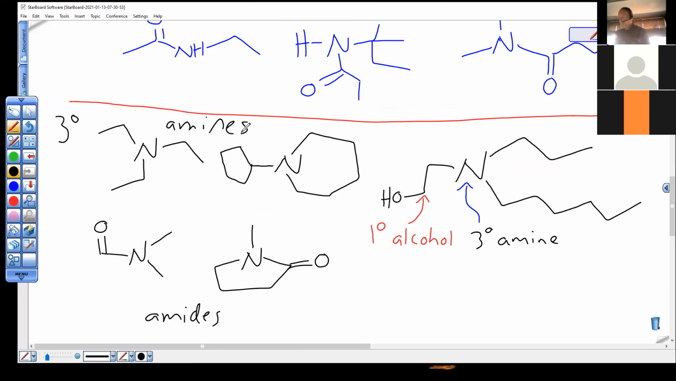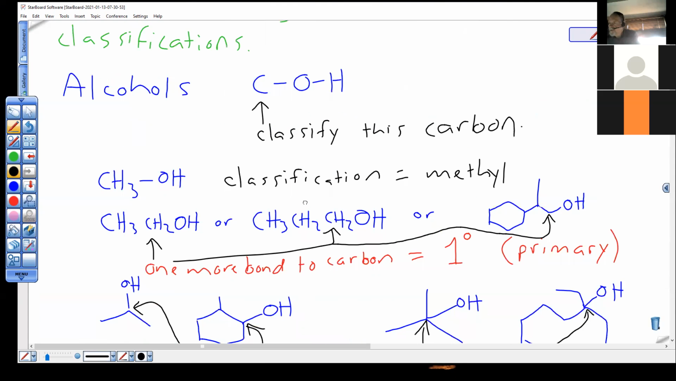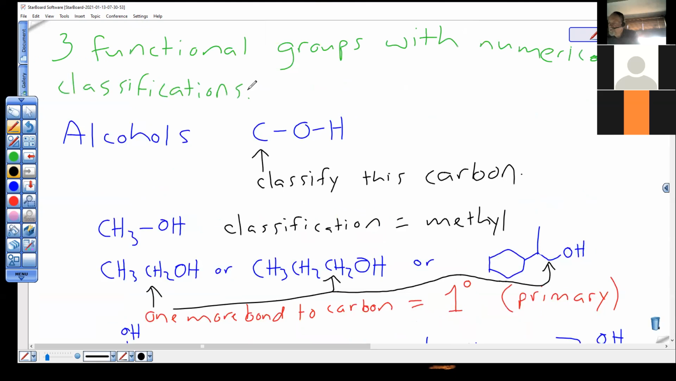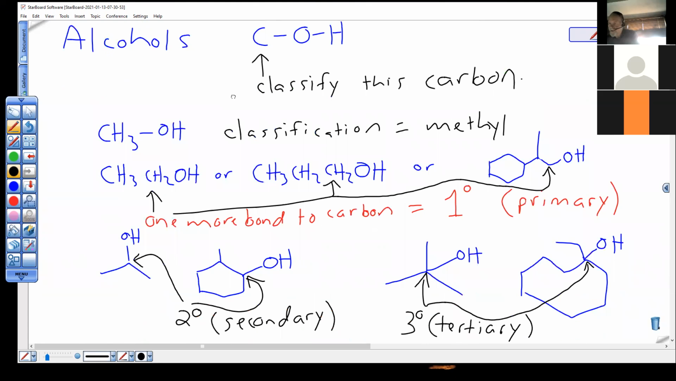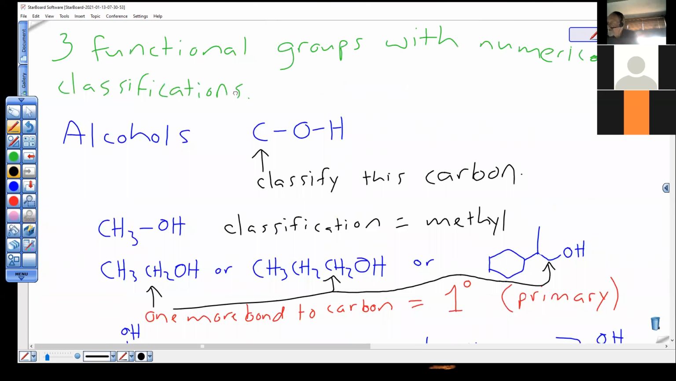So that right there would be a nice little segment. 3 functional groups with numerical classifications. You got your alcohols, amines, and amides. So I'm going to leave it at that. I will come back again and have some good questions for our next segment.